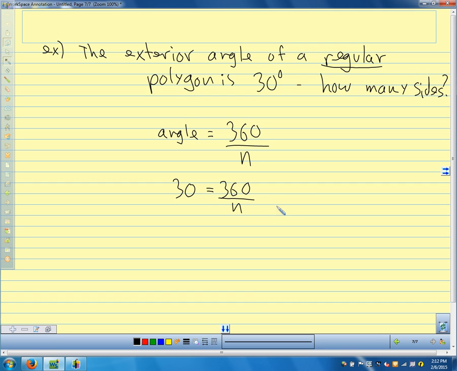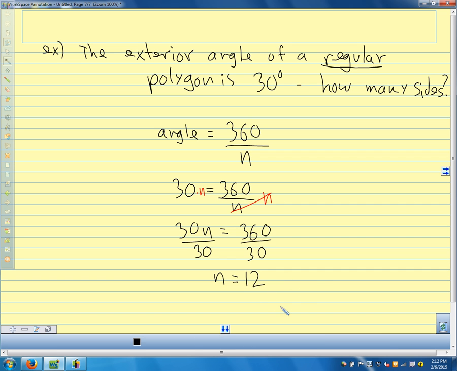What do we do to solve this? Multiply by n, very good. So those cancel. 30n equals 360. Divide by 30 and n equals 12. So the exterior angle of a 12-gon is 30 degrees. Questions?